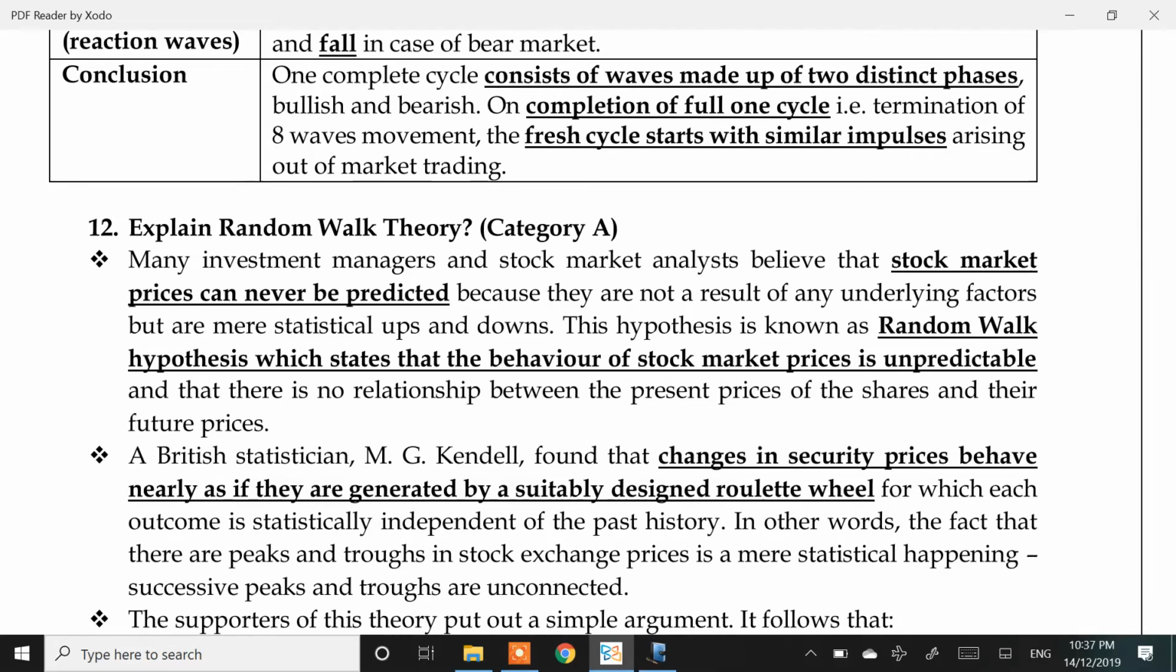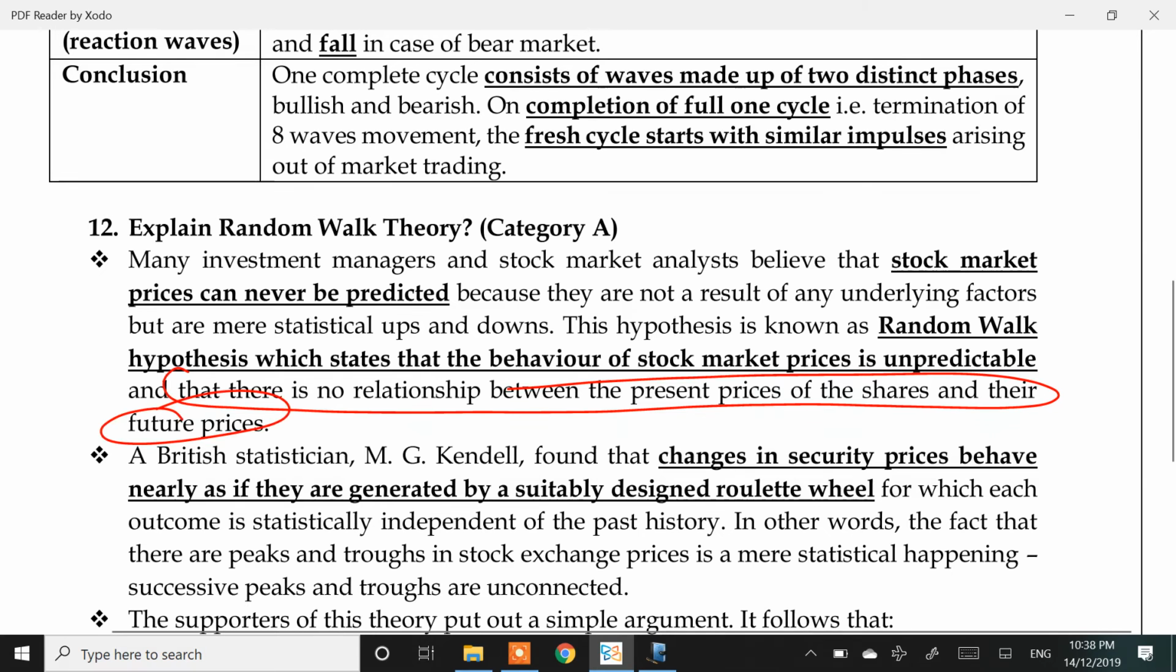Random walk theory indicates that it is impossible for anybody to predict the stock market, because whatever the stock market prices are, they are determined by so many people, and it is impossible for us to establish a relationship between the price and the future prices. So in fact, it's like a roulette wheel.